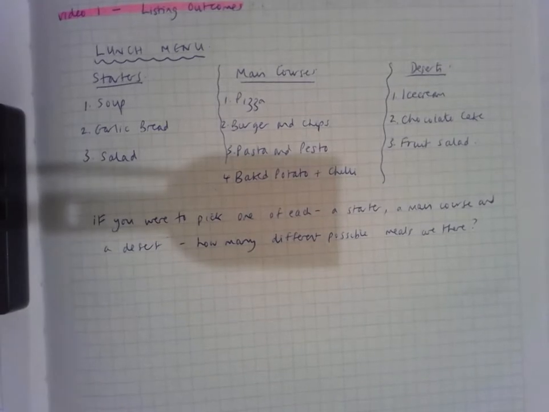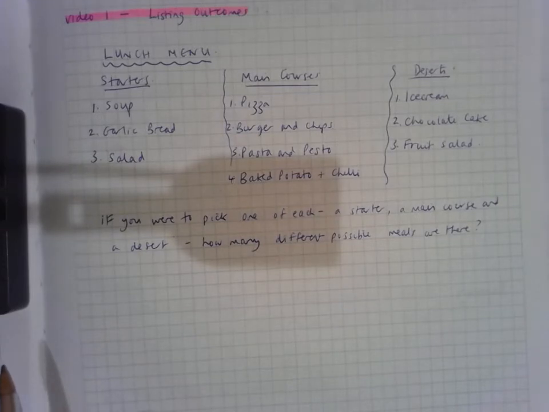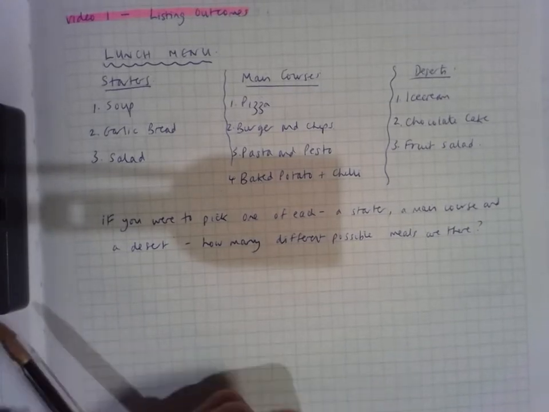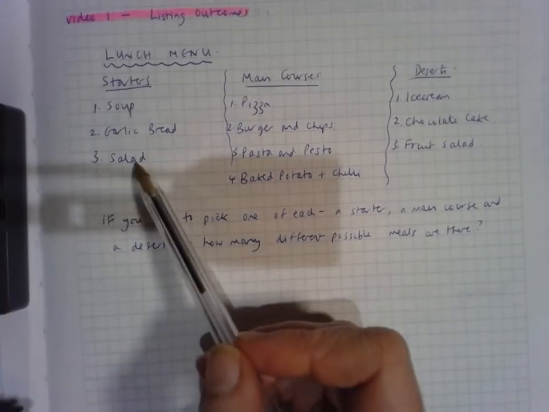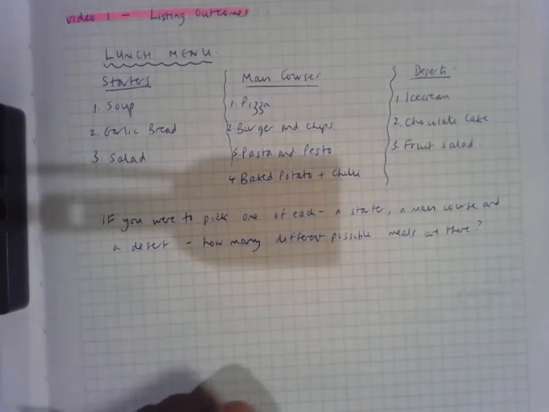So take a moment, just pause the video if you like and think, how would you answer those questions? Okay, now hopefully you've paused it and given it some thought before I launch into my solution here. So we've got 3 starters, 4 main courses and 3 desserts. We want to make sure we get one of each in all our different possible meals.